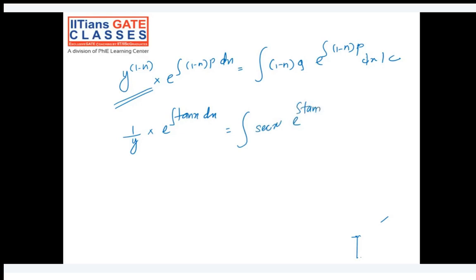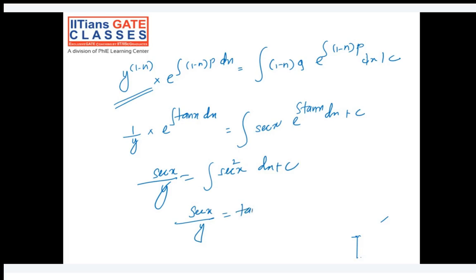Integration of tan x is log of sec x. So sec x by y is equal to integration of sec x, and here e to the power, again, sec x. So here is sec square x dx plus c. So it is sec x by y is equal to tan x plus c. So either you can follow that method or directly put into this formula. Ultimately, you are ending up with the same answer.